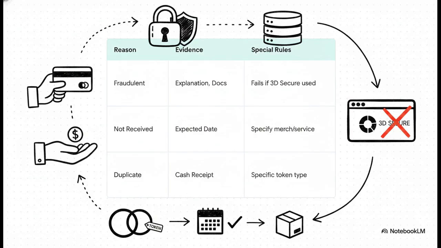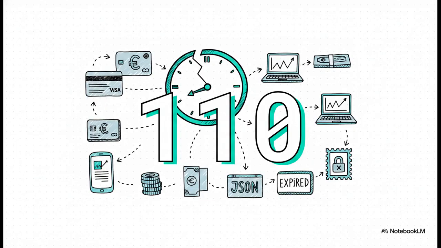Disputing a duplicate charge, you have to supply the original transaction token. Claiming some merchandise wasn't received, you need the exact expected delivery date timestamp. And notice the special rule. If the transaction was authenticated using 3D Secure, the network liability shifts, meaning you often just cannot dispute it at all. And the stakes here are incredibly high.